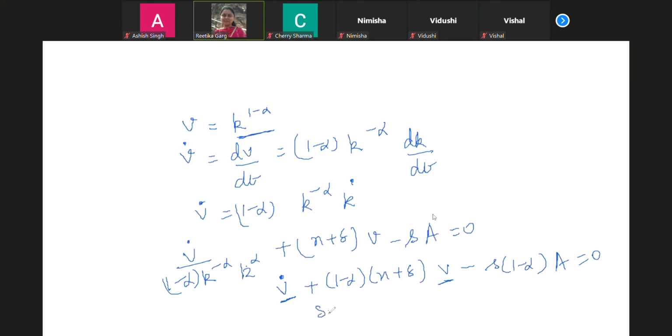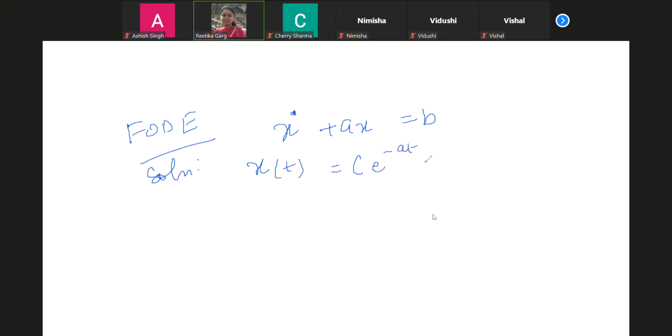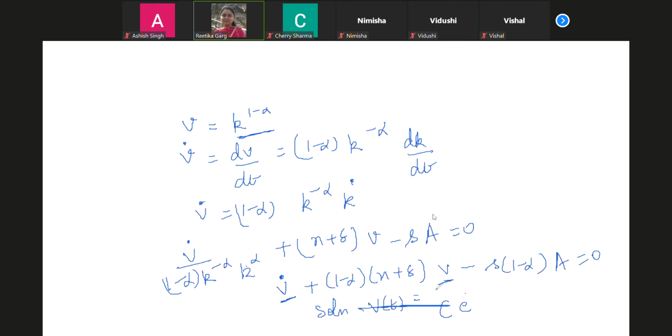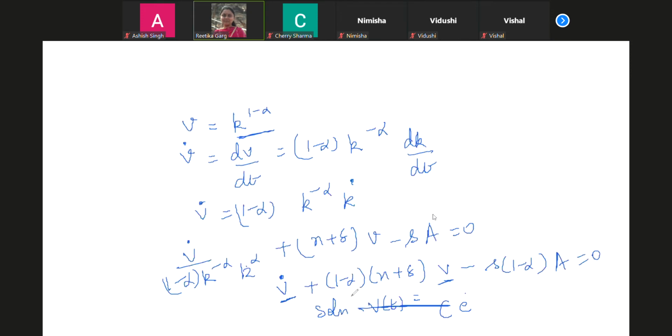The solution to that equation, going back to the mathematical textbook, is given as V(t) equals C, some arbitrary constant, times e to the power minus... let me first write the general expression. If you have any first order differential equation which you can write as x dot plus ax is equal to b, then the solution, which you can refer to in any mathematical textbook, is c e to the power minus at plus b by a. Now we have a first order differential equation in terms of v. If you write this equation in this form, then a is this coefficient, and if you take this to the other side, b is this coefficient.